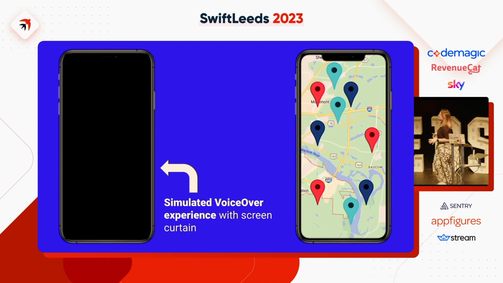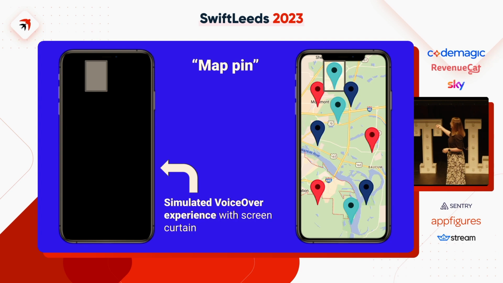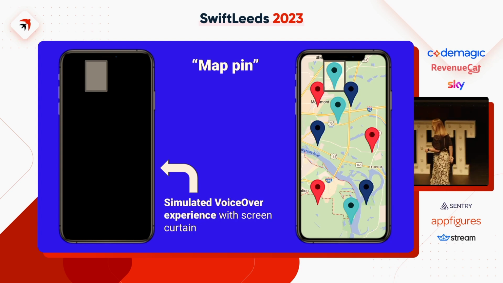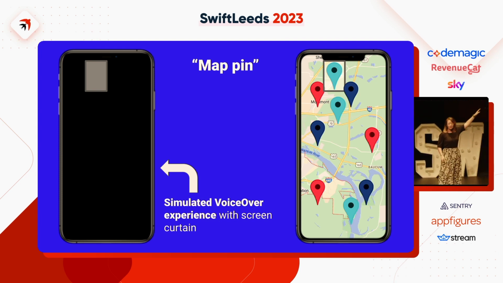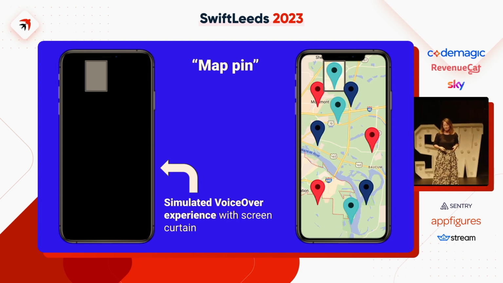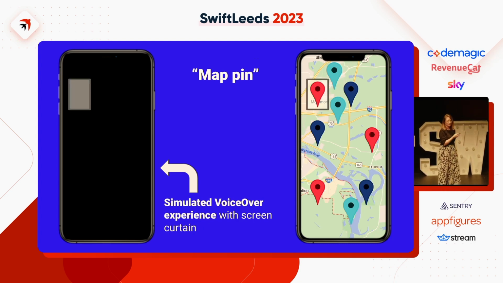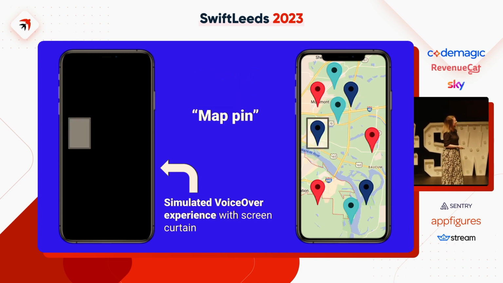So imagine kind of a simulated VoiceOver experience here on the right, where I've taken away the visual component of your map, but we're still going to see where the accessibility focus is falling. And here, we've selected our first annotation. On VoiceOver, you'd hear an announcement that says map pin, as in the focus is on a map pin. And that's well and good, but that doesn't tell me anything. So let's try the next one. Also map pin, and map pin, and map pin.